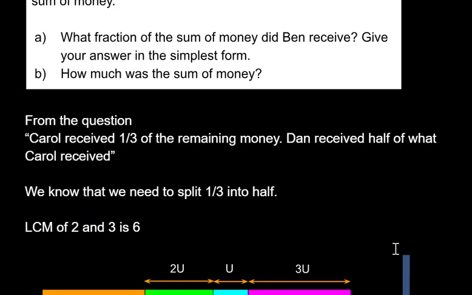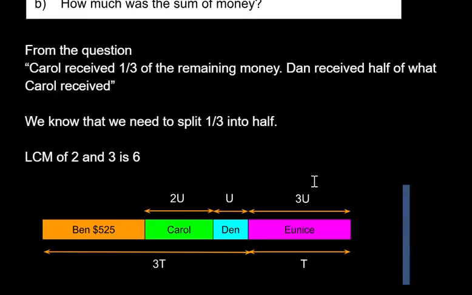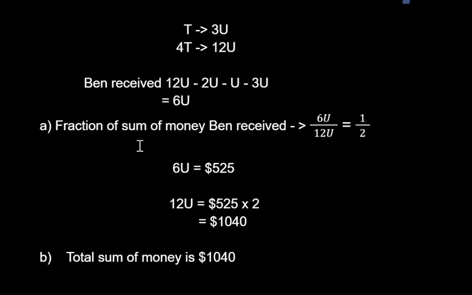Question B, how much was the sum of money? Now we know that Ben received 6U, which is equal to 525, and the total is 12U. So you simply take 525 times 2, because 6 times 2 will give you 12, so 525 times 2 will give you 1050. So the total sum of money is 1050.